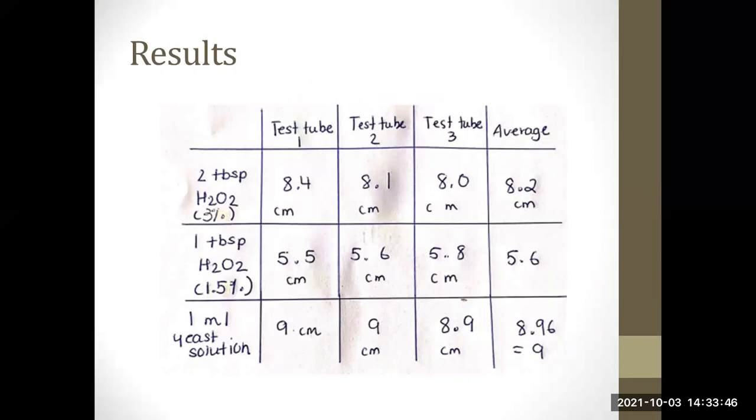In the second experiment with the lower concentration of the hydrogen peroxide, I got 5.5 centimeters in the first test tube, 5.6 in the second, 5.8 in the third, which gives an average of 5.6. Then with the 1 milliliter yeast solution, these were the heights, which overall gave an average of 8.96, which I rounded off to 9 centimeters.